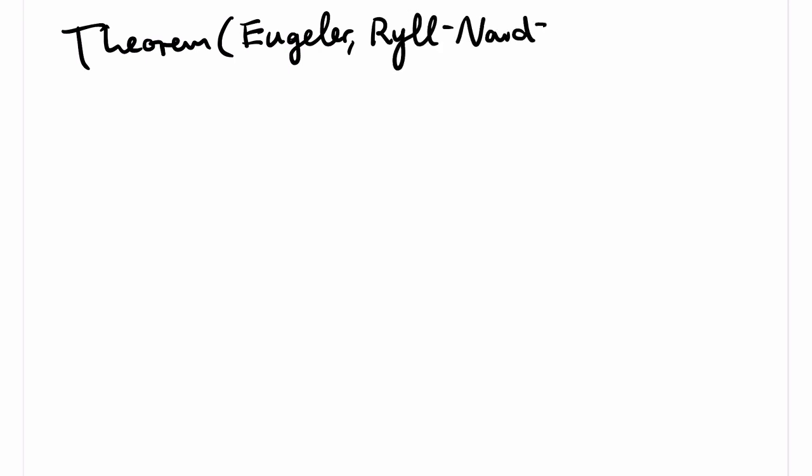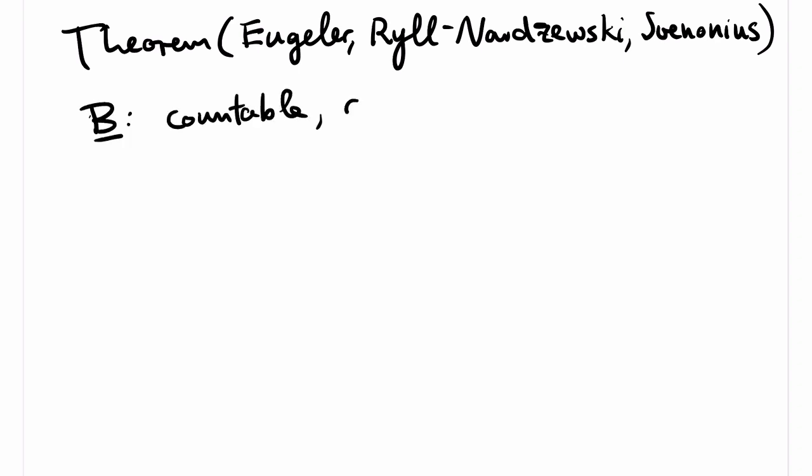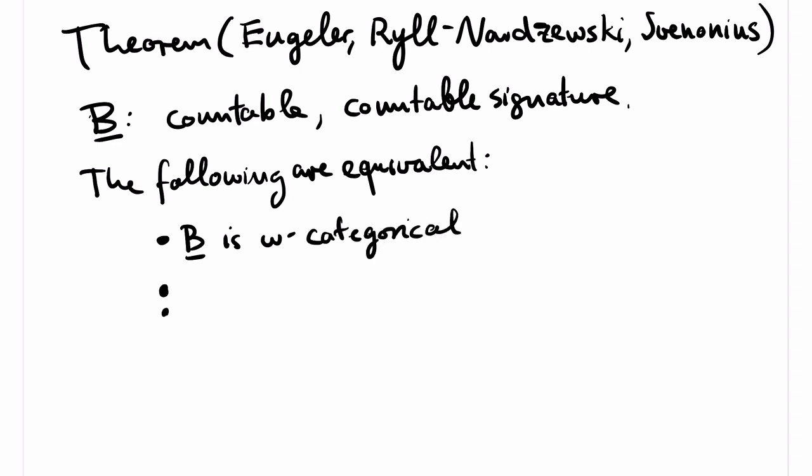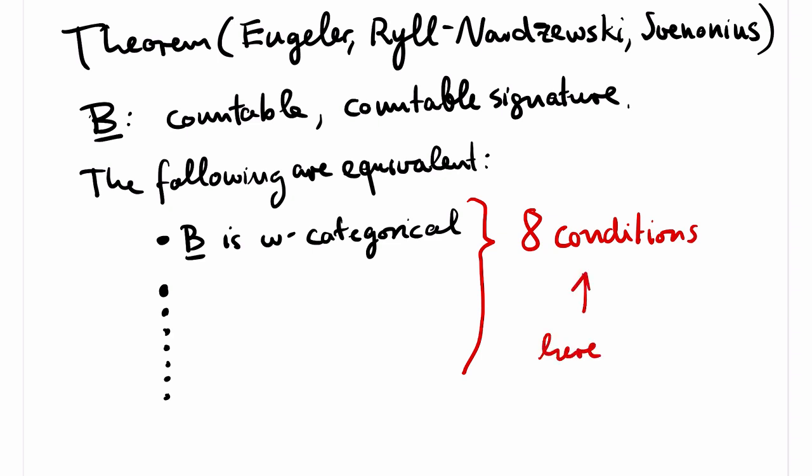The theorem of Engeler, Ryll-Nardzewski and Svenonius provides many different looking characterizations of omega-categoricity. Let B be a countable structure. In this video, for simplicity, I also assume that the signature is countable. But there are more general forms where this assumption is not necessary. The theorem provides equivalent characterizations of omega-categoricity of B. I have picked out 8 such characterizations, but there are more. I present them step by step, since all of them won't even fit on the screen.